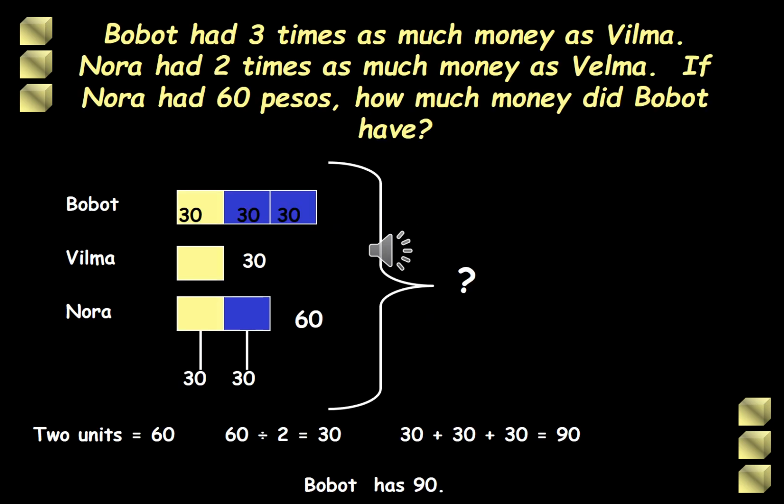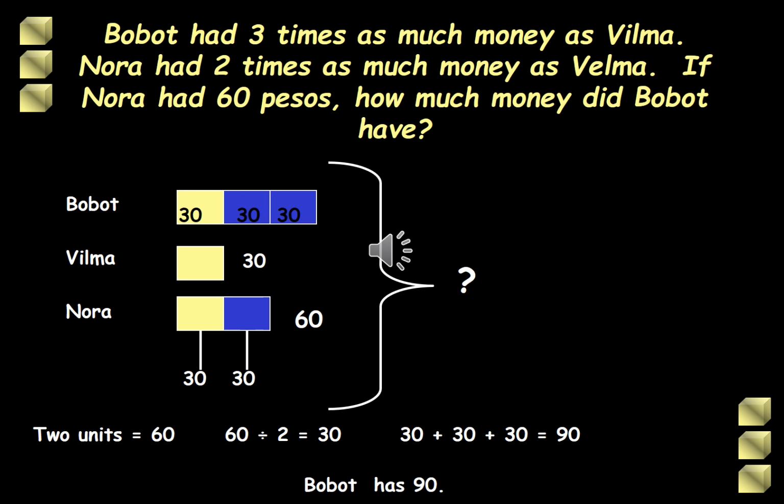For our first problem, it says here, Bobot had 3 times as much money as Vilma. Nora had 2 times as much money as Vilma. If Nora had 60 pesos, how much money did Bobot have? Now, using the Singapore math pictorial approach, we will be able to grasp the concept of this seemingly difficult problem. Usually, this is an easy one.